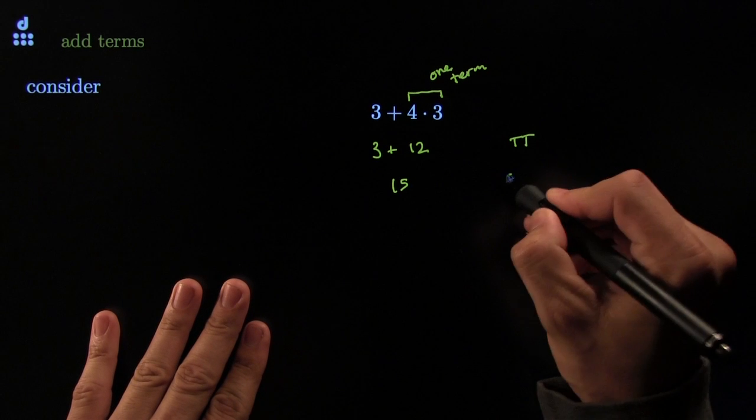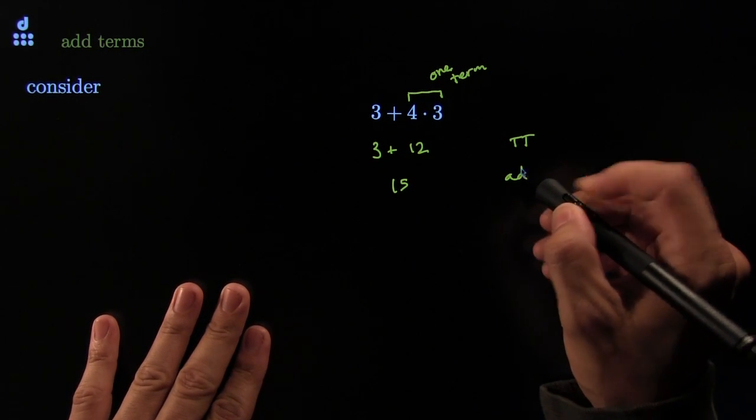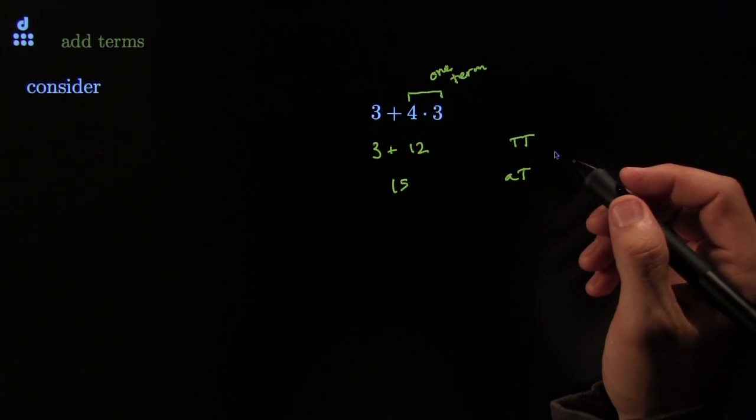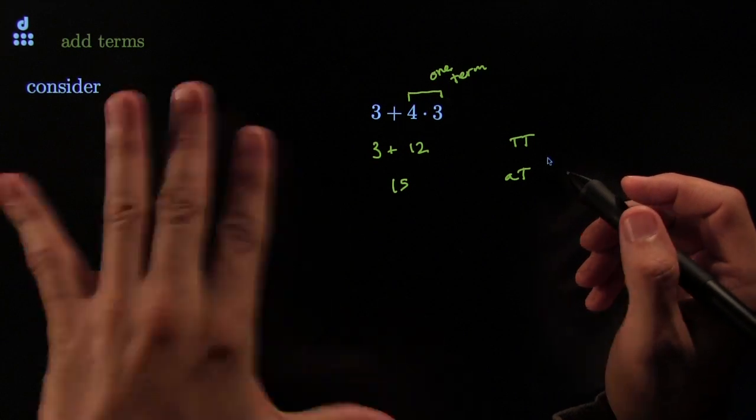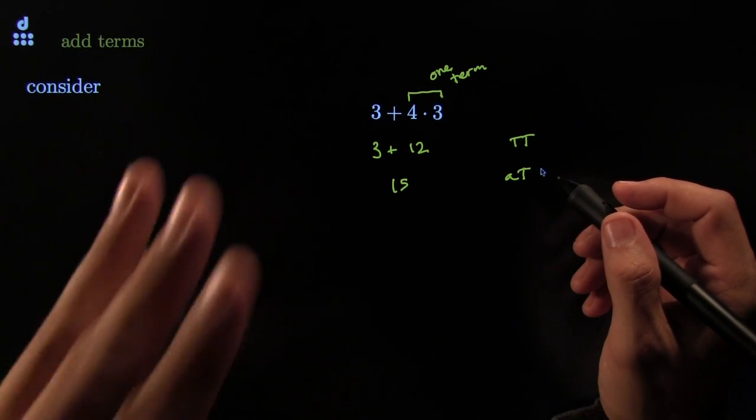And of course, that's 15 by addition table. This would be an appropriate way to do it, addition table. Okay? And it's not the PEMDAS thing. The PEMDAS thing is full of crap.